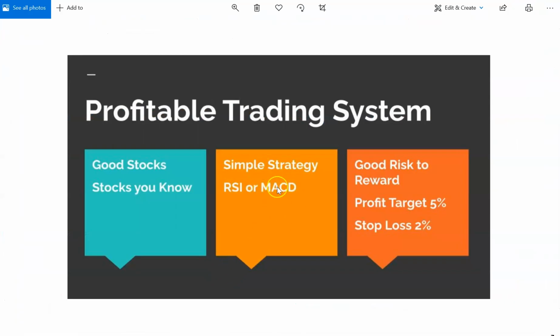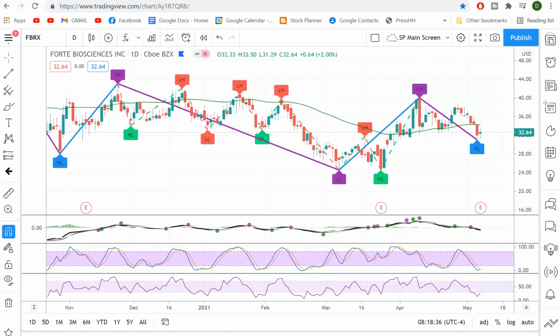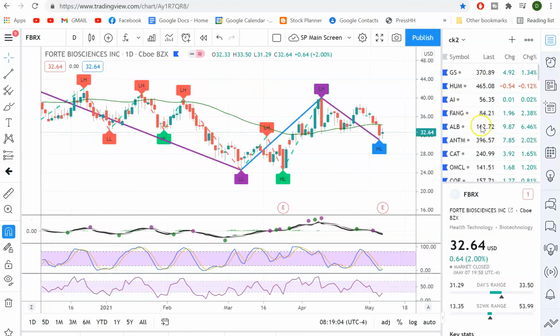So I showed you my simple strategy. And then I have a list of 240 stocks. Let me show you that. Going back to TradingView and going to one of my watch lists. The nice thing about TradingView is you can create many different watch lists. I have one for FANG stocks. And this one here is the 240 stocks that I have.